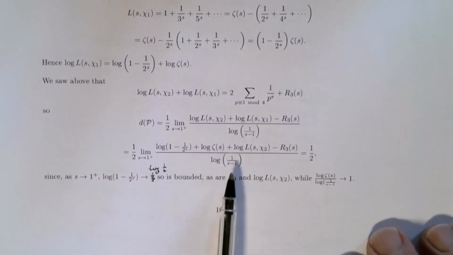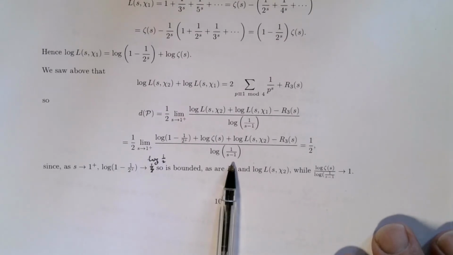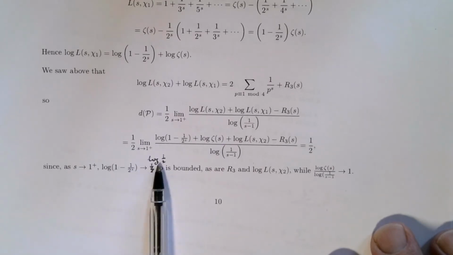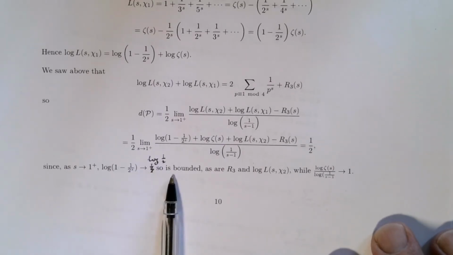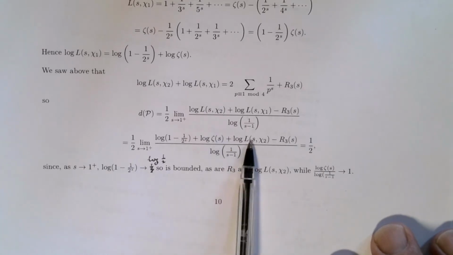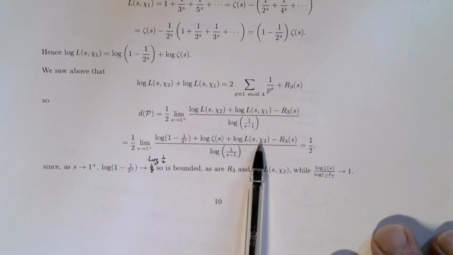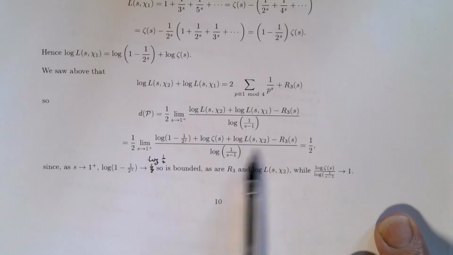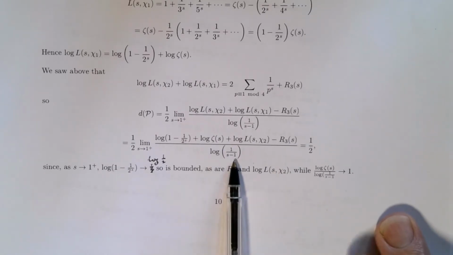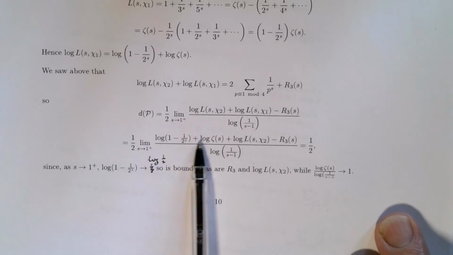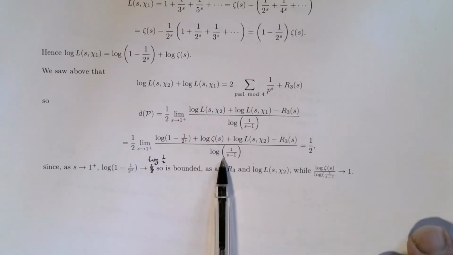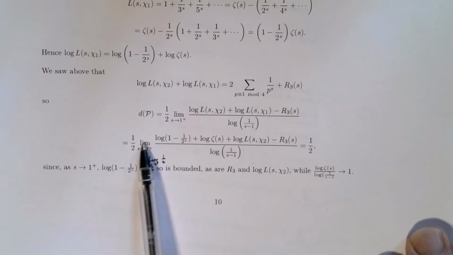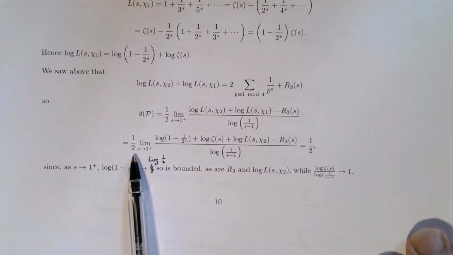Now we think of what's happening as s goes to 1 from above. Well, this term here is just approaching log of 1/2 as s goes to 1, which is certainly bounded. It's a finite number. This one we know is also bounded, so this is some finite number. This is bounded. So the limit of each of these terms over this will be 0. And all we're left with is the log of zeta of s on the log of 1 on 1 minus s. And we mentioned before that that goes to 1. So this limit in here is just going to 1, and we're left with a half out the front.